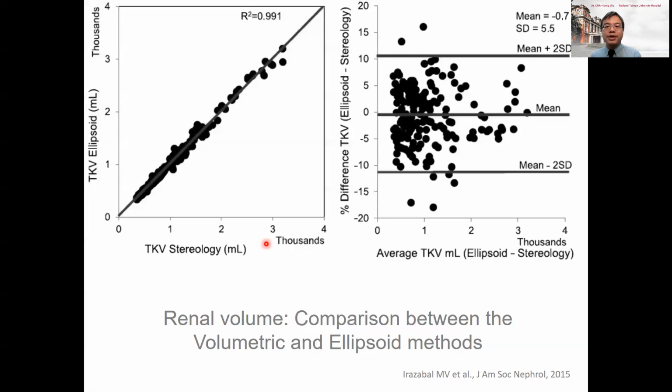How about the performance of the formula? As you can see, if we calculate the total kidney volume with the volumetric method, as compared with the ellipsoid formula, there is a high correlation and concordance for these two methods. So we think that it may be a time-saving way to do the evaluation for the total kidney volume according to the previous article.